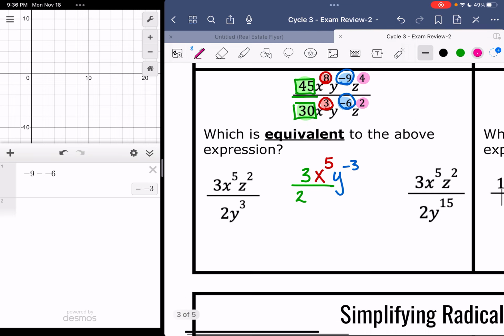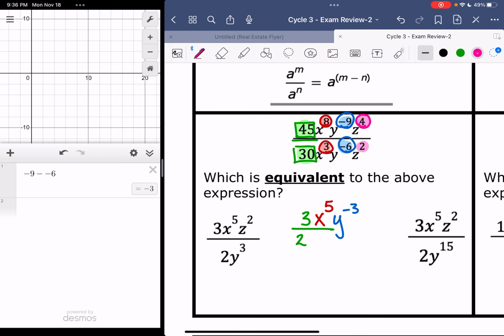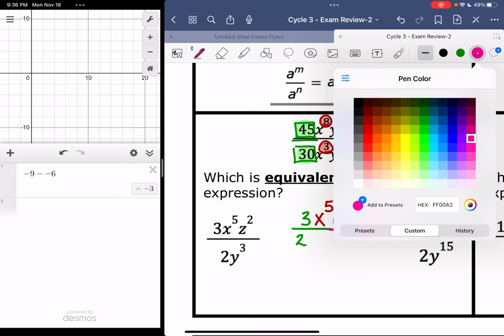And then our last one over here, we have 4 minus 2, which will just give us 2. We only have one extra step to simplify here.